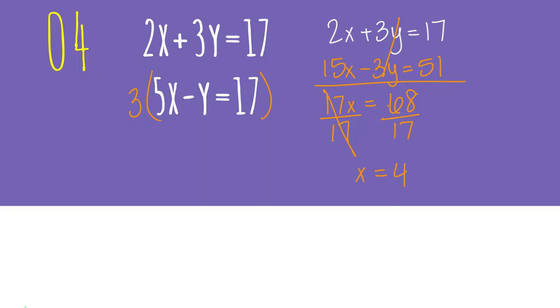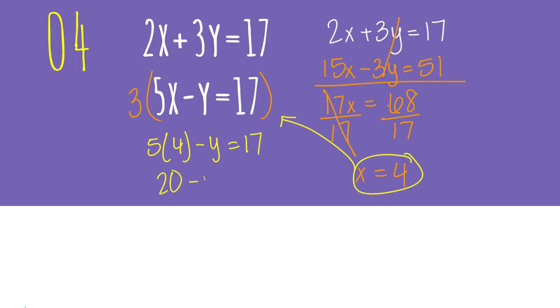So now I'm going to take that x and plug it in. Now, I don't have a positive y by itself. I have it with 3 or I have it with a negative. But because this does not have a number in front, I'm going to use the same bottom one. So taking this x, plugging it into that bottom one, I'm going to have 5 times 4 minus y equals 17. 5 times 4 gives me 20 minus y equals 17.